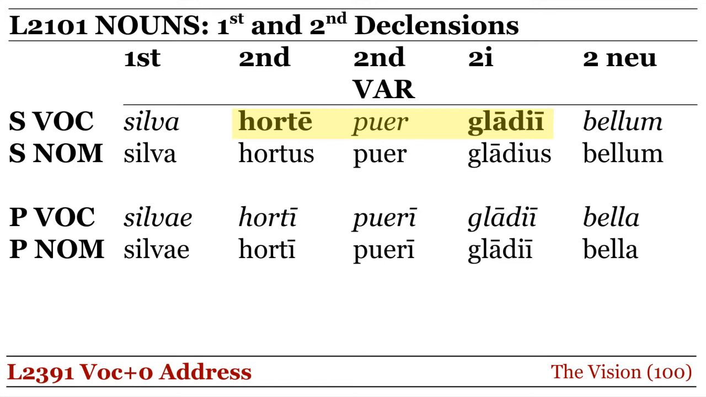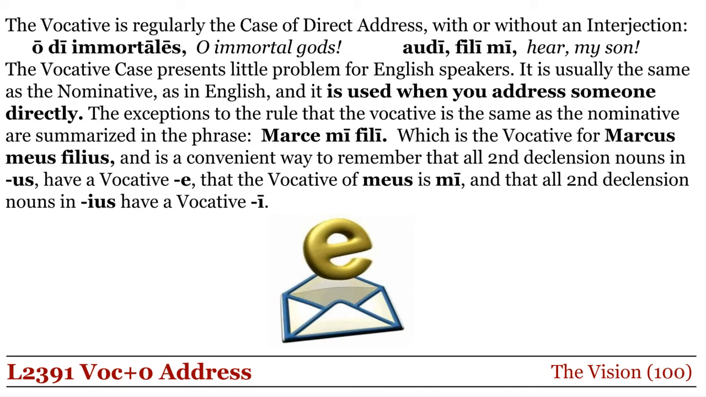So the vocative is used to take a noun and to say who you're talking to, such as O dies immortales, and most often it looks like a nominative, except for those two examples. Audi, mi fili, listen, my son. Vocative is just like the @ sign in Twitter, if that's still a thing. Who knows? So when you're talking to someone directly, there you go.